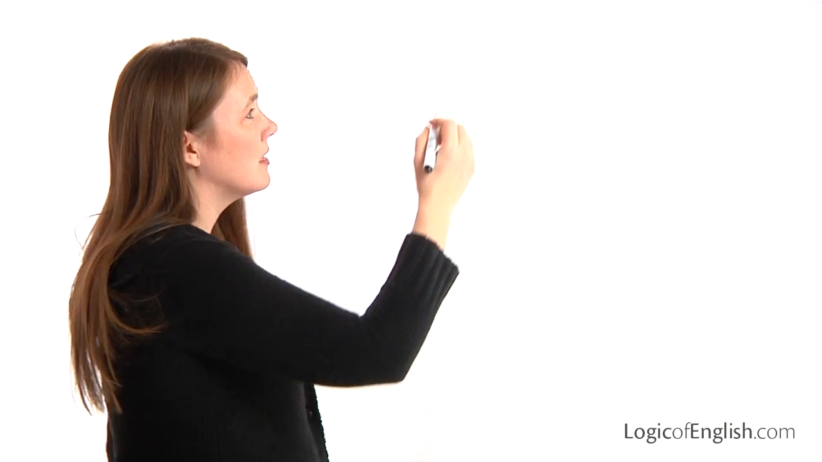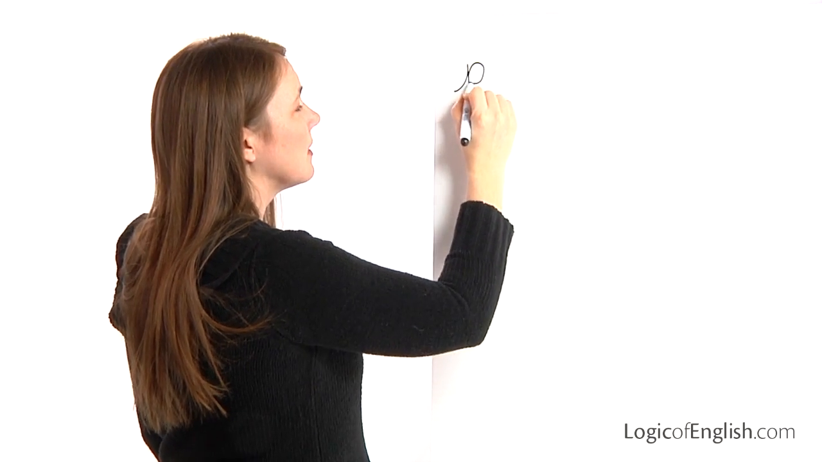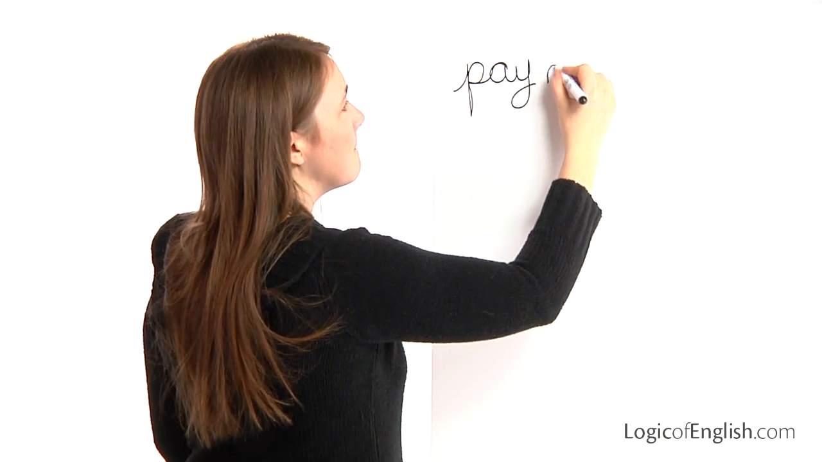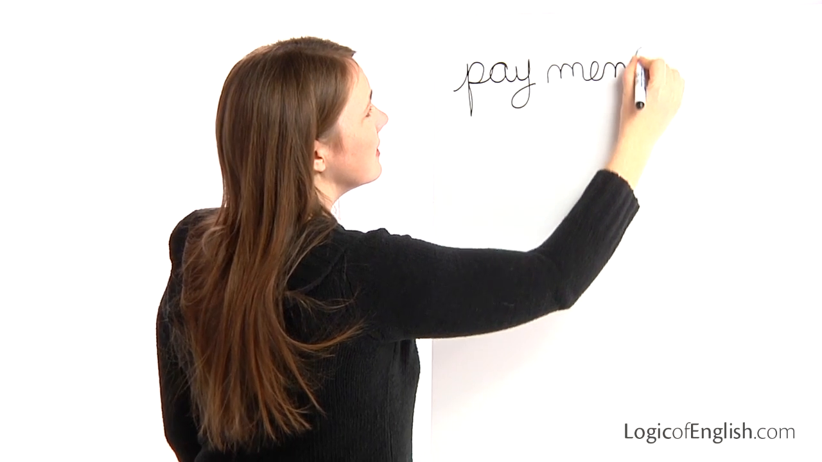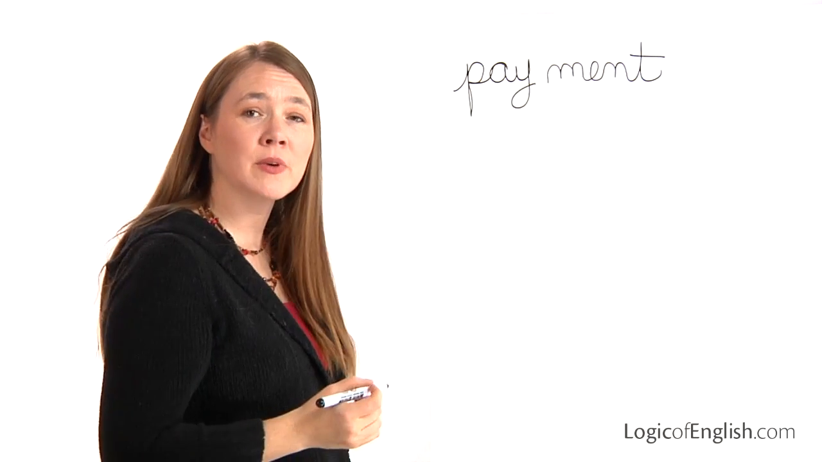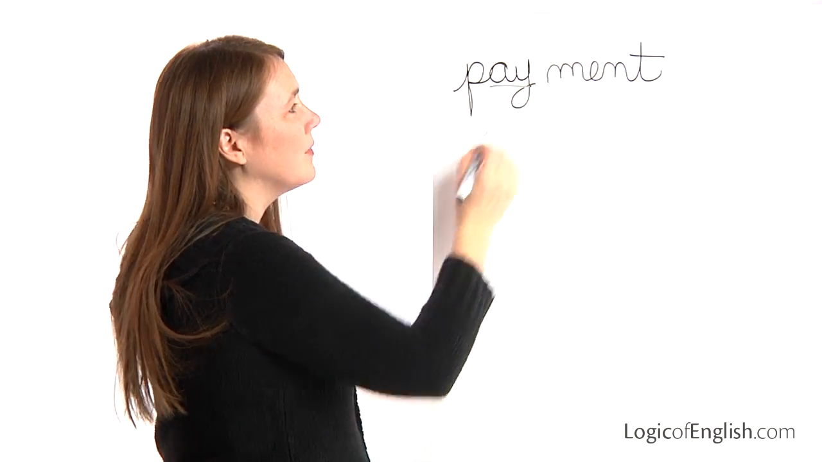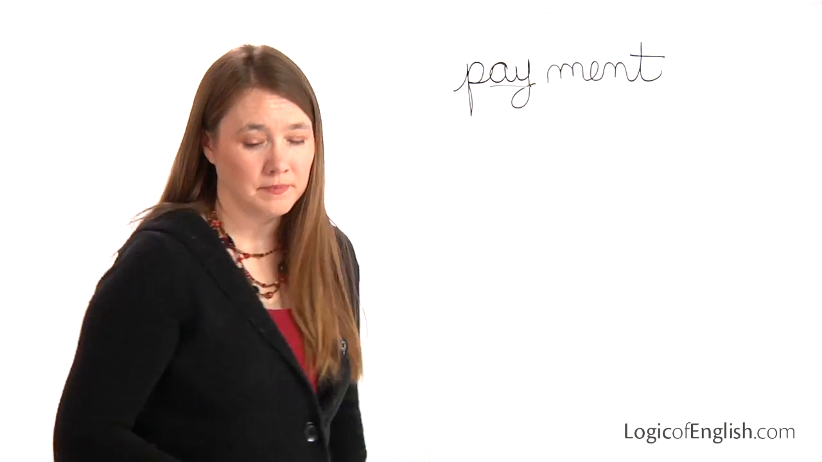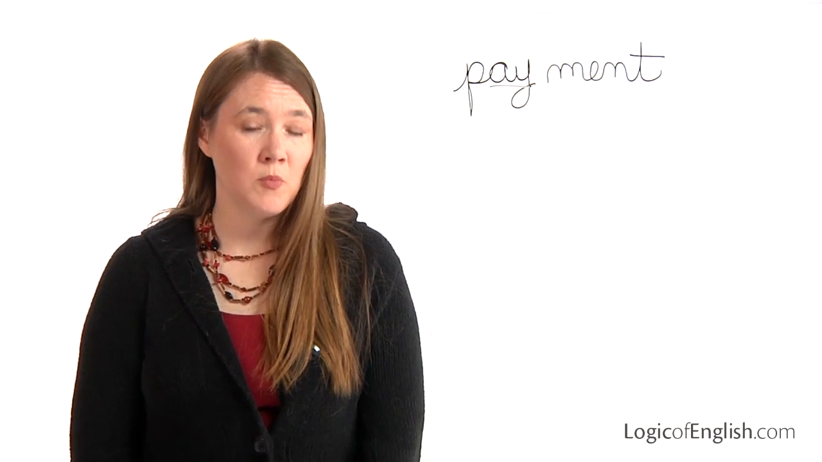And now help me to write it. The first syllable is pay, p-a. The second syllable is ment, m-e-n-t. And how do we mark it? We'll underline the a. And what is the root word here? You're right, it's pay. The next word is appointment.